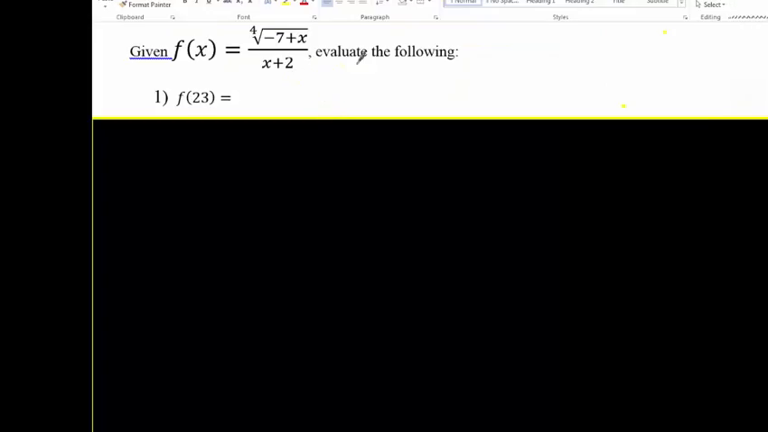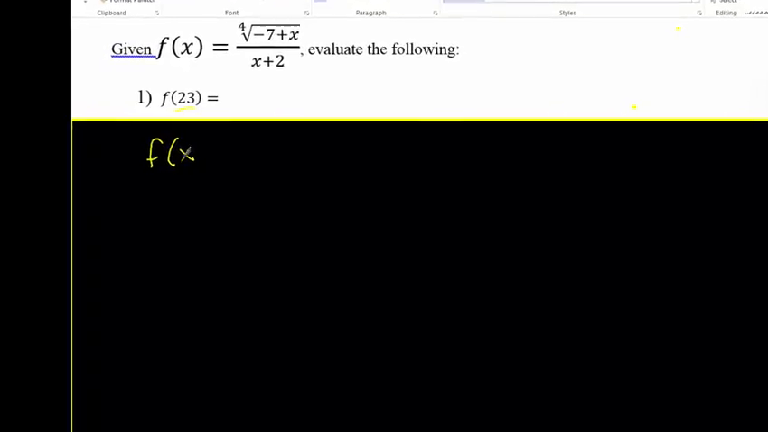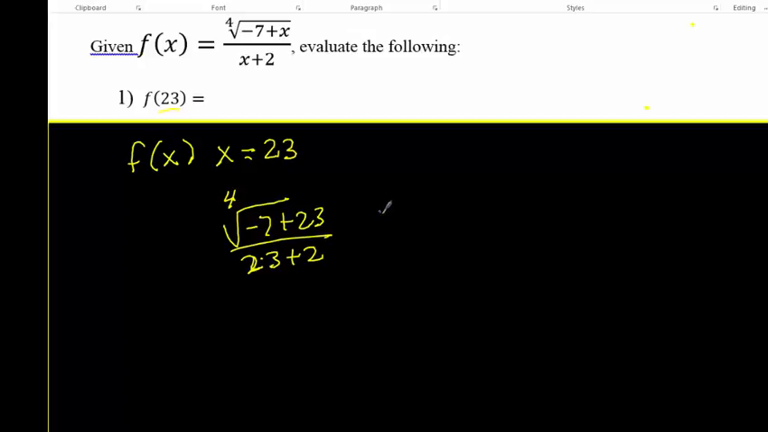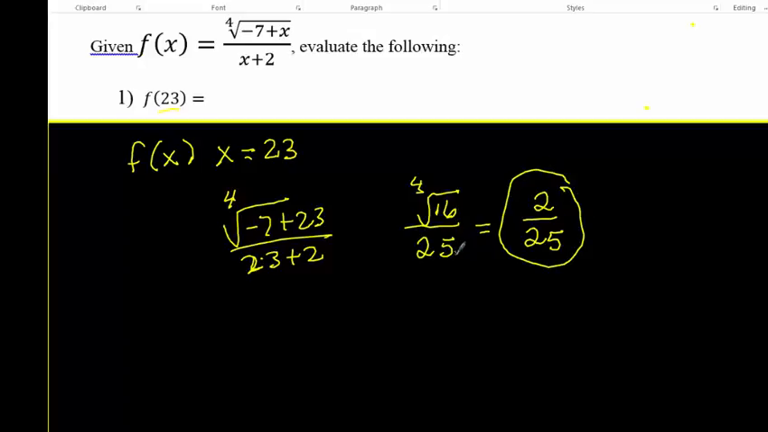So the very first type of problem we're looking at is an evaluation of some form of function. Whatever is inside here, that just means x. So I'm taking f of 23. Well, that's my x, right? So I know that x is equal to 23. All we're really doing is just plugging in and evaluating. So we do the fourth root of negative 7 plus 23, divided by 423 plus 2. Negative 7 plus 23 is going to be the fourth root of 16 over 25, and the fourth root of 16 is 2. So this answer is just 2 over 25, and that's the evaluation for number 1.